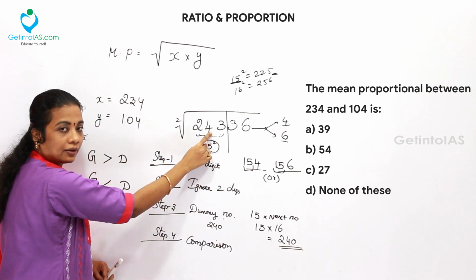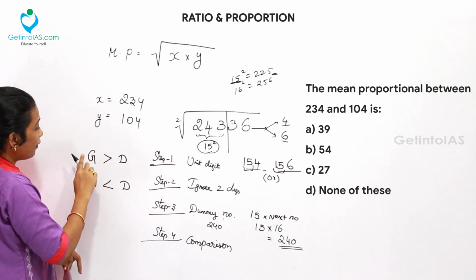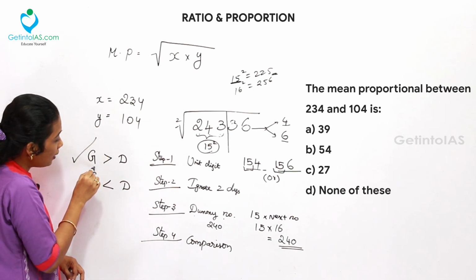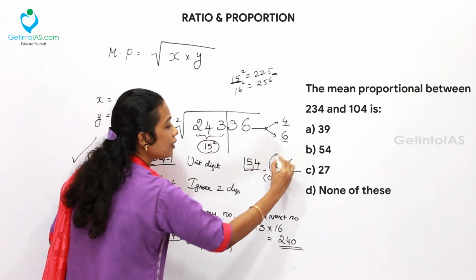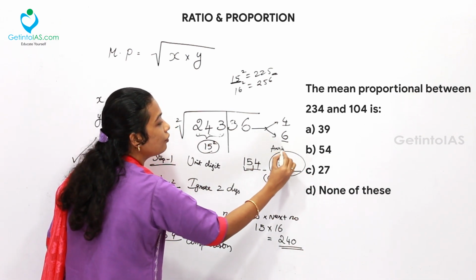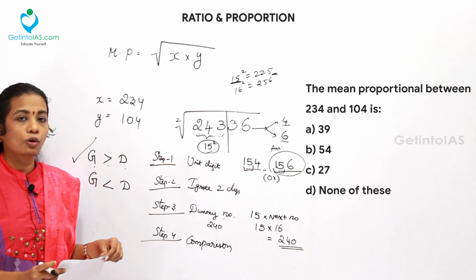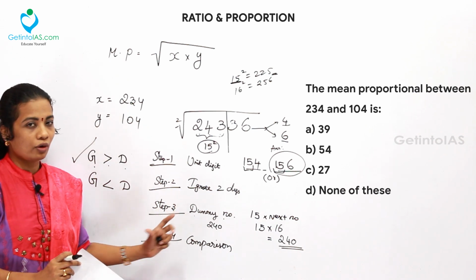Our number is greater, right? So, first condition satisfied. Greater, that is, the given number is greater than the dummy number. My answer is 156. That is not given in the options. Answer 156 for this question, Option D.